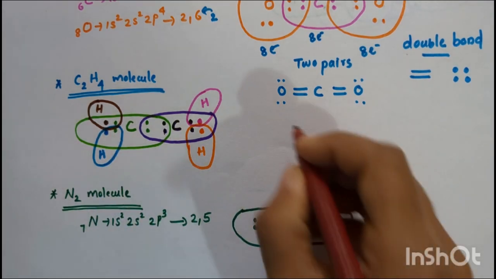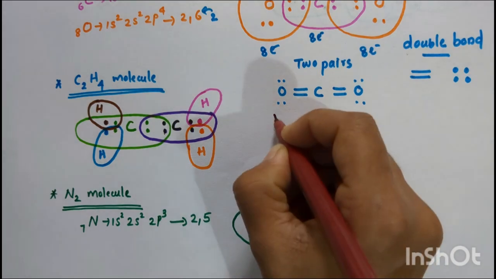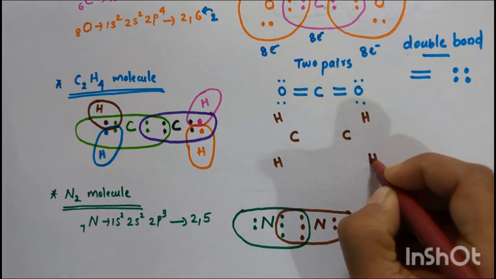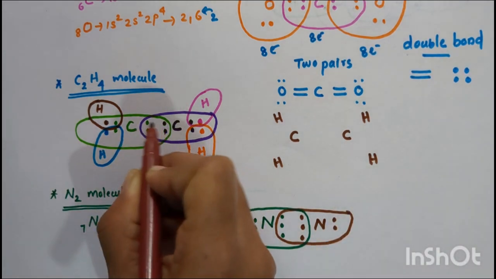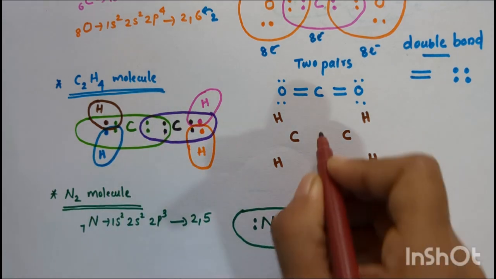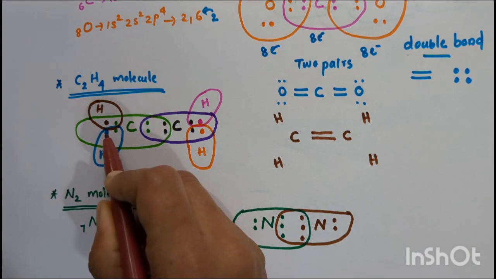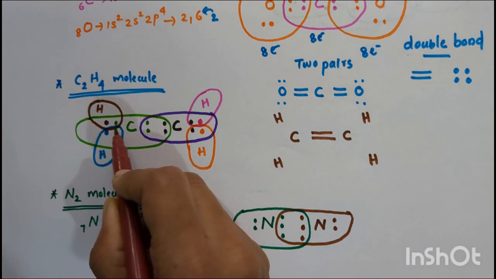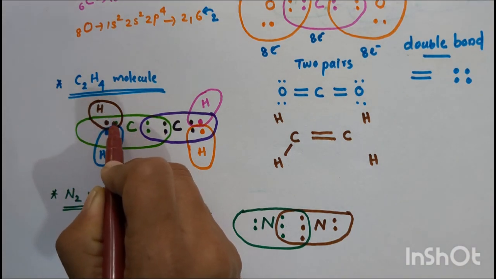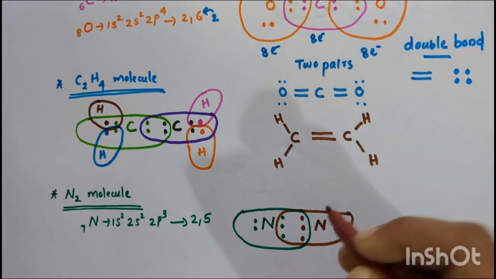So you see, when you consider these, we have 2 carbon atoms and 4 hydrogen atoms. Between the 2 carbon atoms, 2 pairs of electrons, 4 electrons, are shared. So there is a double bond between these 2 carbon atoms. Each carbon atom and hydrogen atom share 1 pair of electrons, that is 2 electrons, so it is a single bond. Here also single bond, here also single bond.